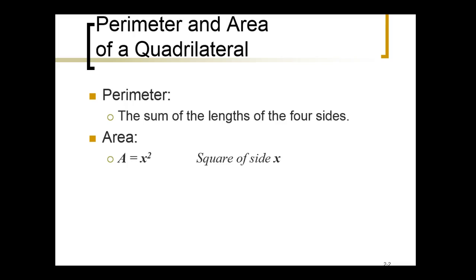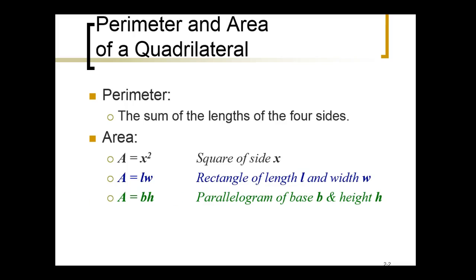A square. That's a quadrilateral where all 4 sides have the same length, and we'll call that length x. So the area is x squared. A rectangle has 2 sides with the same length that we will call the length, and 2 sides that we will call the width. And the area is length times width.